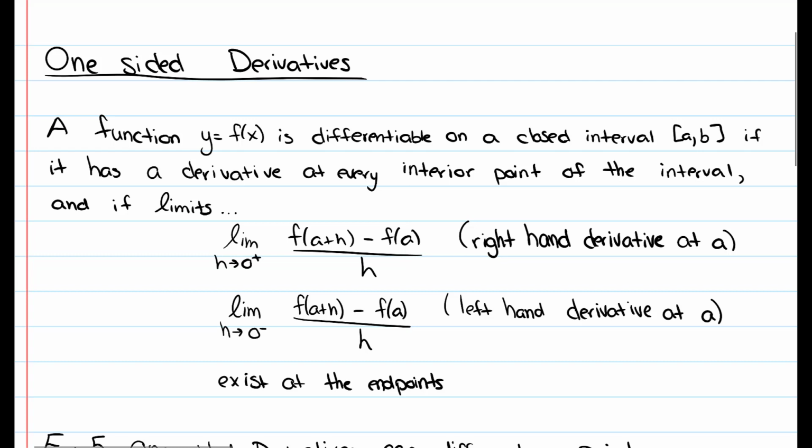So here comes the definition of a one-sided derivative. A function y equals f of x is differentiable on a closed interval a to b if it has a derivative at every interior point of the interval, and if its limits, the limit from the right and the limit from the left, exist at the endpoints.